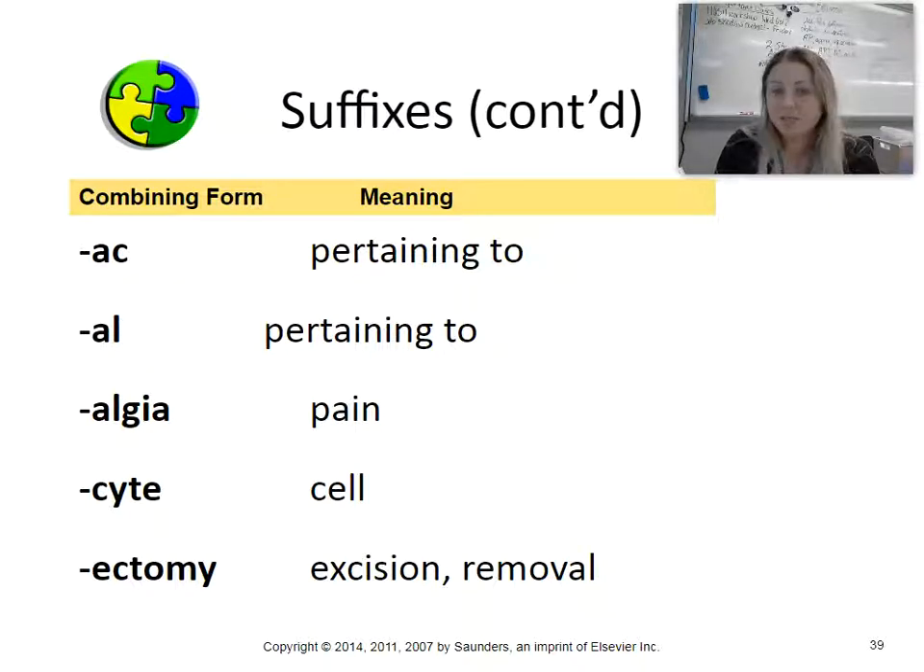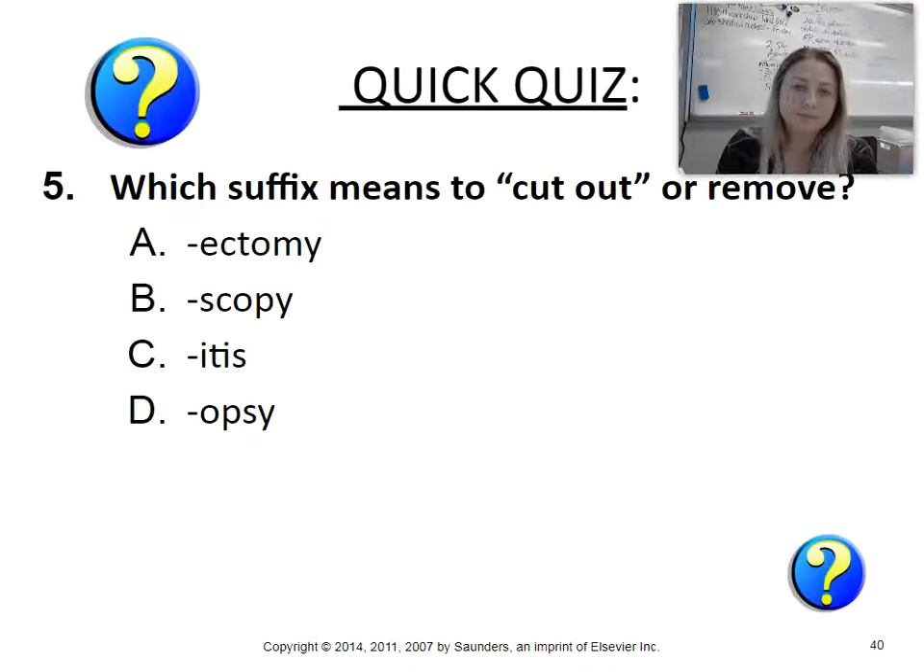Site, this is a cell. Blastocytes. Site, like cytology, cell. I'm trying to think of other examples. Ectomy is a removal. So an appendectomy is a removal of the appendix. So which suffix means to cut out or remove? Okay, that would be ectomy. So we just looked at that right there. Scopy is to visually examine. Itis is inflammation.